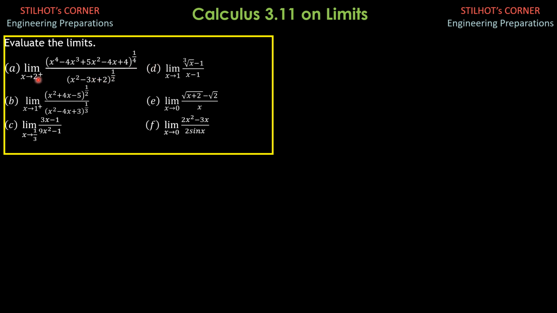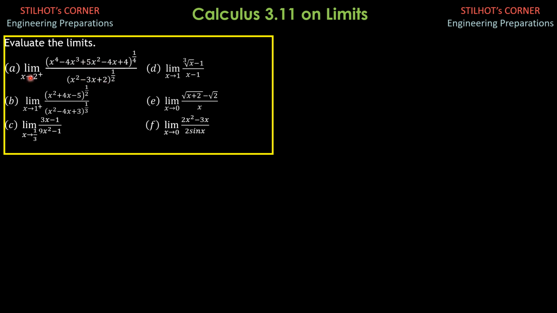So as x approaches 2 from the right, the denominator 2 squared, 4, minus 3 times 2, negative 2, plus 2. So the denominator approaches 0. The numerator 2 to the 4th, 16, minus 4 times 2 cubed, so minus 32, negative 16, plus 5 times 2 squared, negative 16 plus 24, minus 4 times 2, 4 minus 8, negative 4 plus 4. So the numerator is also approaching 0. So that means we have to firstly factor the numerator as well as the denominator.